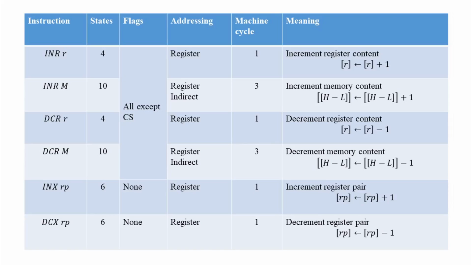It needs 6 states and 1 machine cycle. It is a register addressing mode. So what it is doing is incrementing the register pair. The content of RP plus 1 is stored in the same register pair.